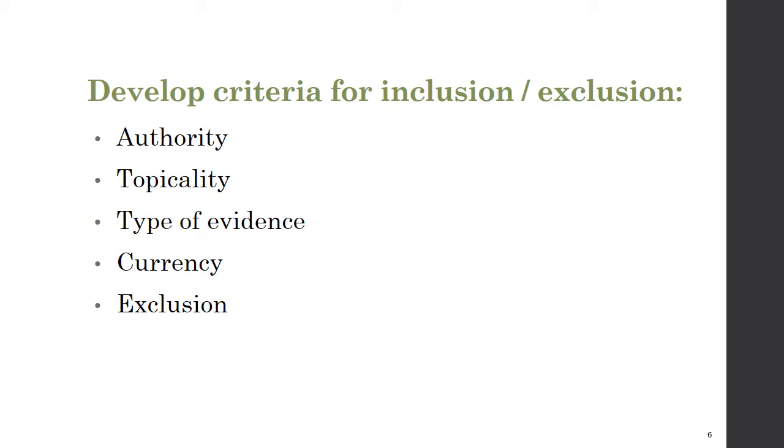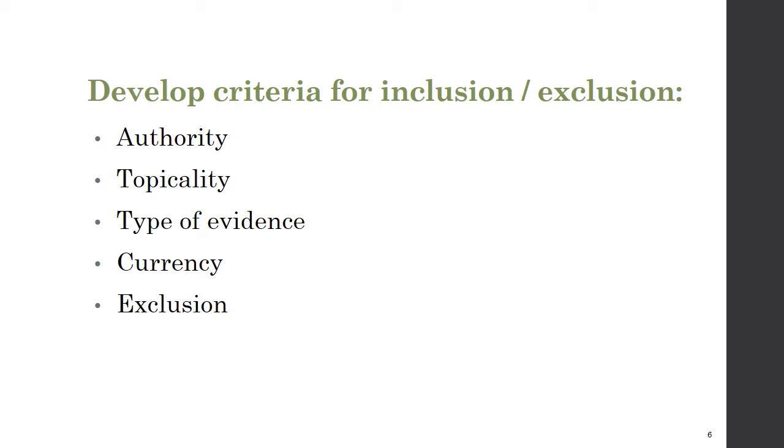Instead of randomly selecting the first few articles that come up when you search your topic, you should think about how you'll decide which articles are relevant to your review and which aren't. Here's a broad list of criteria to consider when you're thinking about which sources to keep and which to toss. You might think about authority. What kind of article is this? Who are the authors? Is it based on scientific research? Was it published in a peer-reviewed journal?